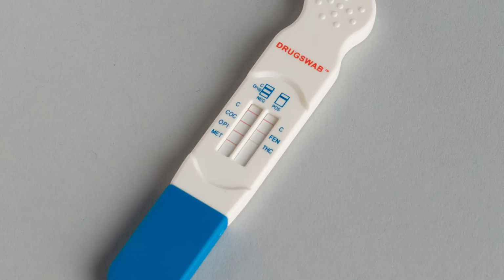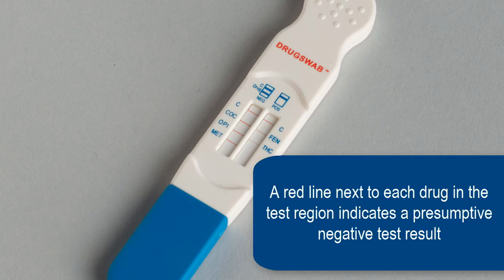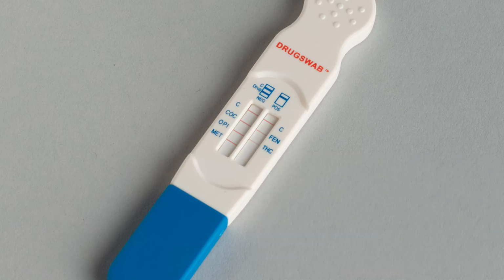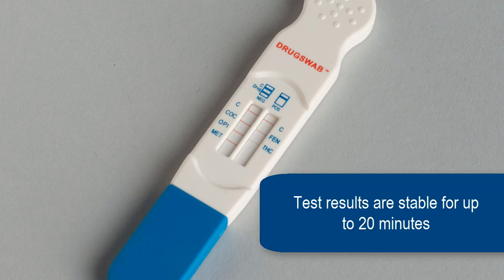Once the user has confirmed that the test is valid, read the test results. A red-colored line observed next to each drug indicator in the test region indicates a presumptive negative test result. The color and density of the red line may vary in the control and test regions. As long as the line is visible, the test is negative for that drug. Test results are stable for up to 20 minutes. Results should not be interpreted after this time.